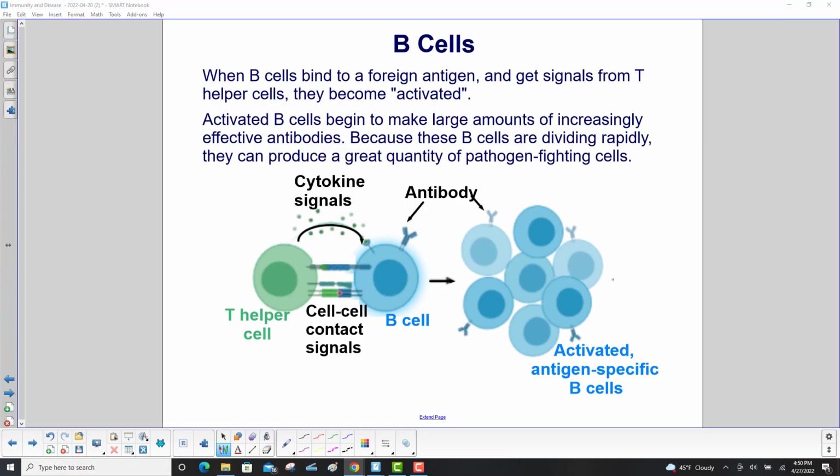When B cells bind to a foreign antigen and get signals from the T helper cells here, they become activated. Activated B cells begin to make large amounts of increasingly effective antibodies. That's these little Y-shaped people over here. Okay? Because the B cells are also dividing very rapidly, they can produce a great quantity of pathogen-fighting cells. Some more antibodies. And of course, these are the activated antigen-specific B cells.